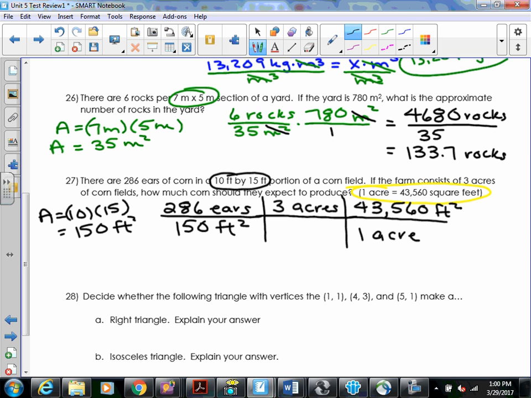Now, if you look at this, it works out the way we need it to, because when we start canceling out units, I've got square feet on the bottom here, and then I have it over here on the top. It cancels out. Then I've got acres on the top here, and acres on the bottom here. The question is supposed to tell how many ears of corn they should expect to produce. The only unit I have left is the number of ears of corn. So I know I've got everything set up right, I just need to work it out.